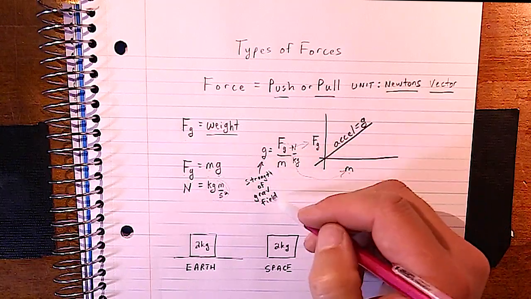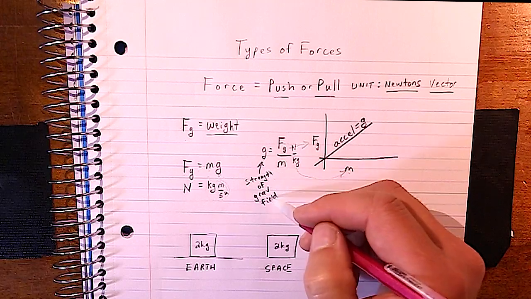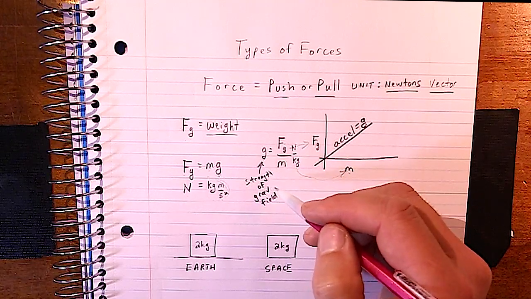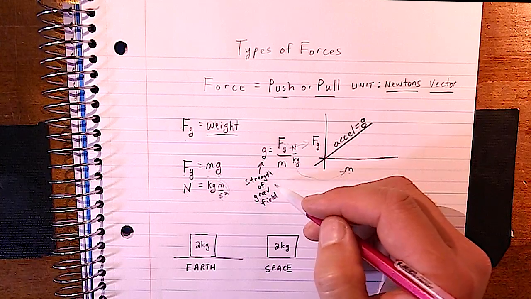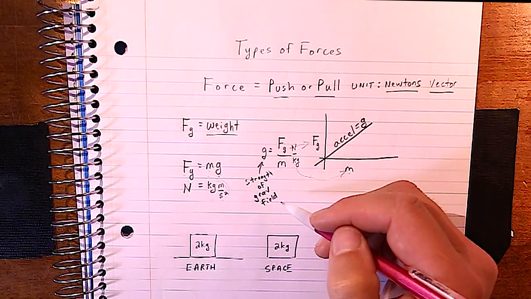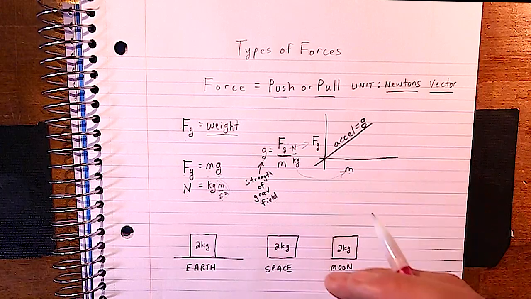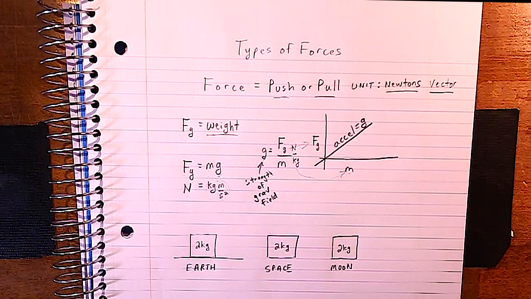So on different planets, you have different strengths of gravitational fields. Typically, smaller planets or planets that are less dense have a weaker gravitational field, and larger ones have greater gravitational fields, maybe like Jupiter or Saturn.